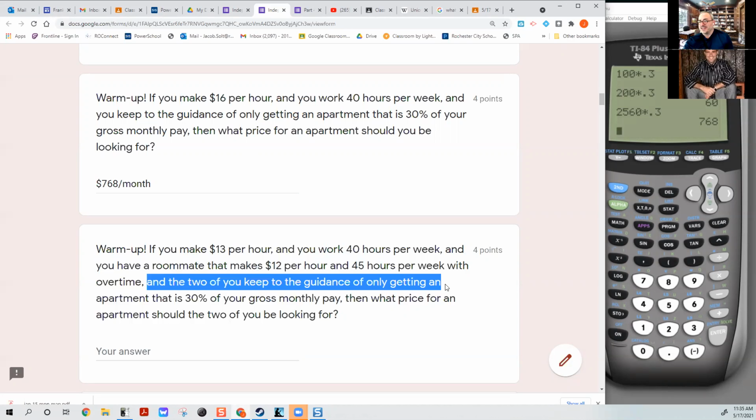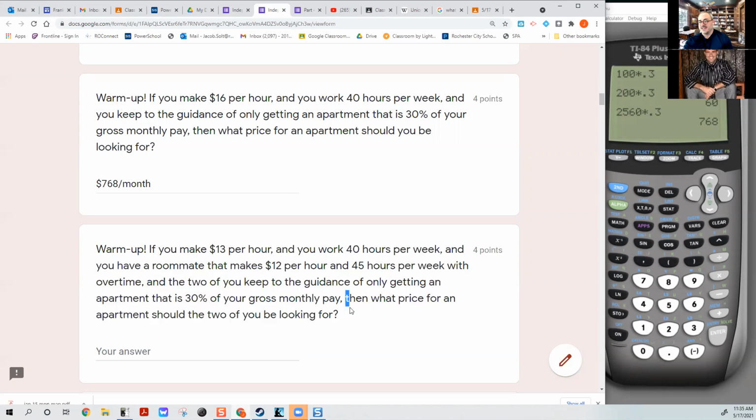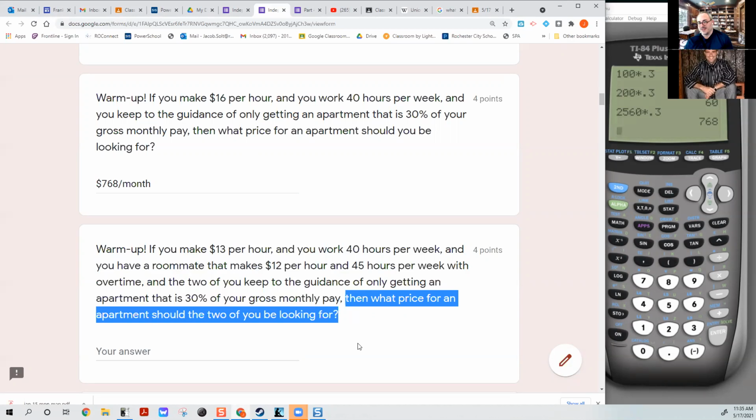And then the two of you keep to the guidance of only getting an apartment that is 30% of your gross monthly pay. The question asks, what price for an apartment should the two of you be looking for? Let me give you a minute to try a calculation here, play with it, and see if you can use what we just did in the first warm up to figure out this one.